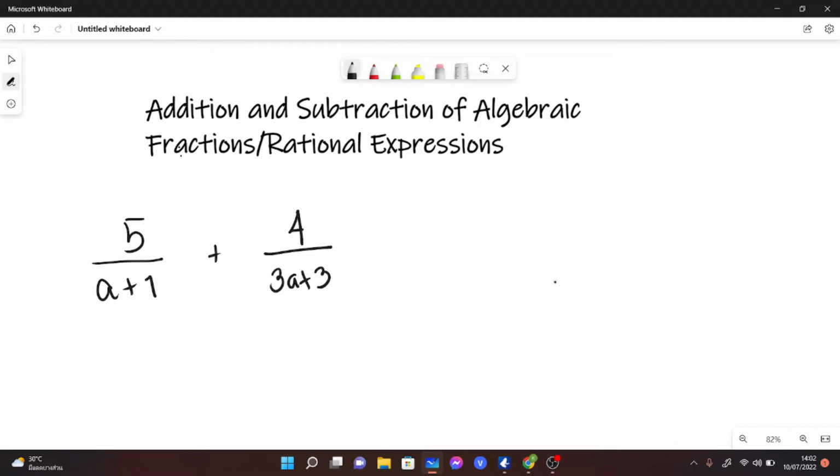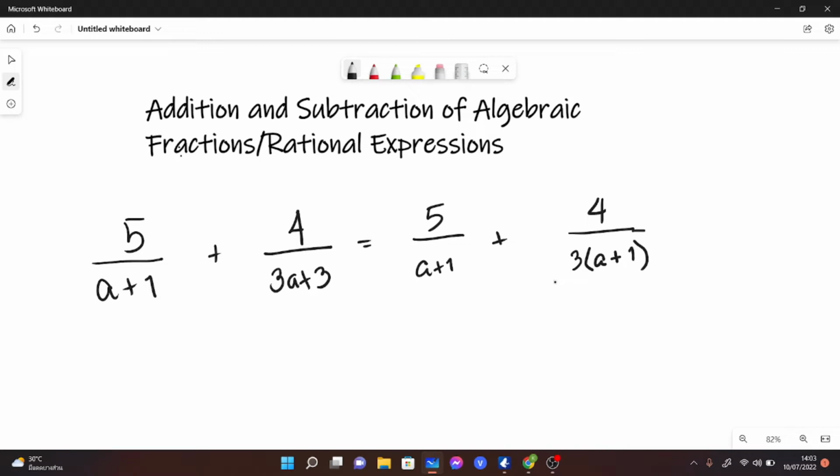Okay, so for our example number one, we have 5 over a plus 1 plus 4 over 3a plus 3. Now observe that we can factor first this denominator of 3a plus 3. So we can factor it first. 5 over a plus 1, plus 4 over 3. The common factor of 3a plus 3 is 3, and then quantity times a plus 1.